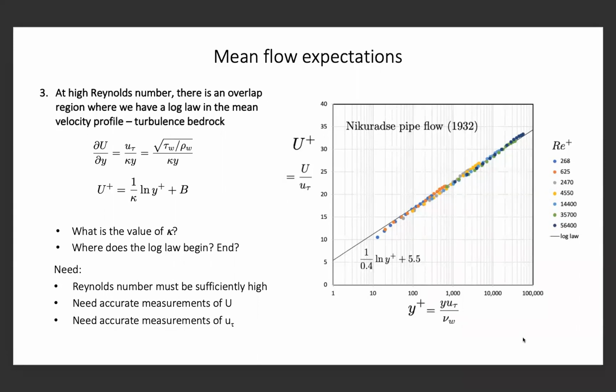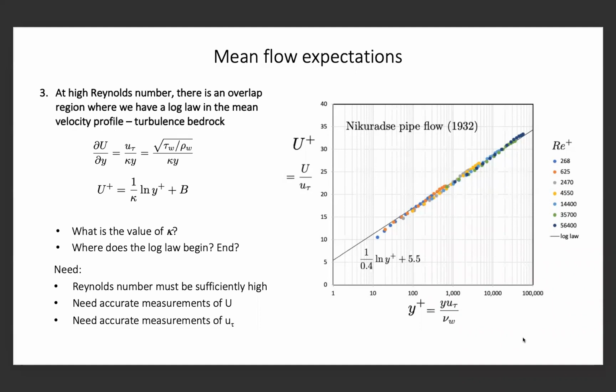So by doing this overlap argument, dimensional analysis, like Millikan proposed, and matching the velocity gradients in the overlap region, you get this expression that the velocity gradient is u tau over kappa y, where kappa is von Karman's constant. So this is a result of the overlap argument on the velocity gradient. You integrate this, you get the log law. I show some results on the right from 1932, Nikuradse's pipe flow, and it looks pretty well like the log law is present. So what is new about this?